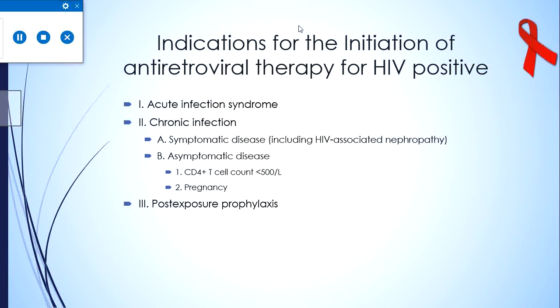The other one is during chronic infection, when the patient is asymptomatic but the disease is incubating. Then those patients who are having either symptomatic disease including HIV-associated nephropathy or dementia, or those patients who are themselves asymptomatic but either their CD4 positive cell count is below 500 per microliter so that they are immunosuppressed, or pregnant women, to prevent transmission of disease to the infant.